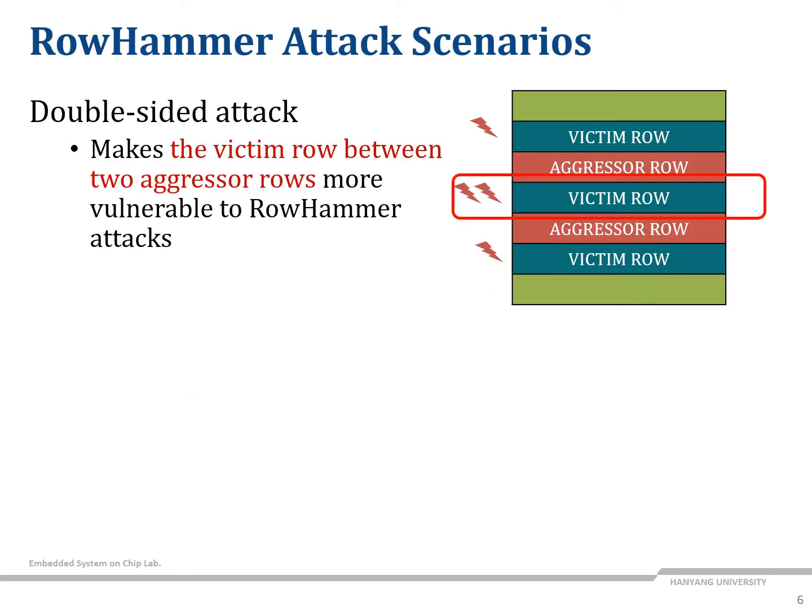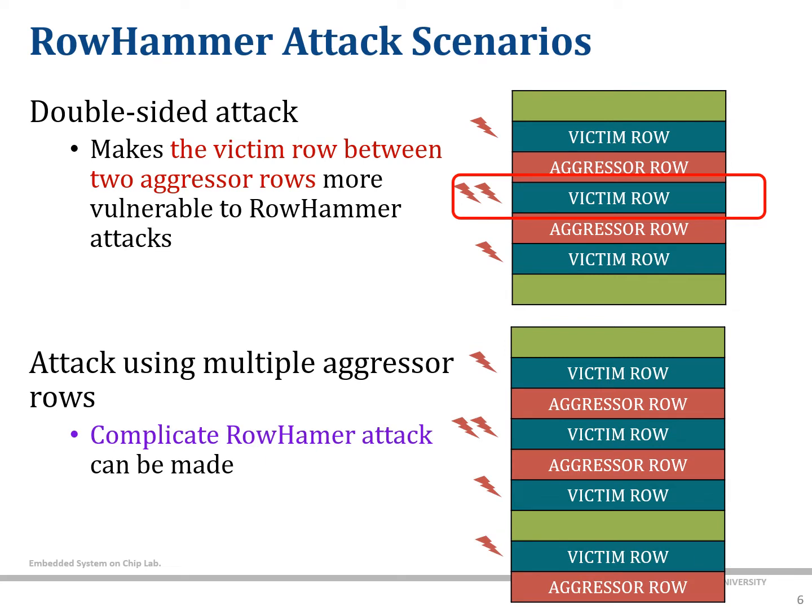There are several RowHammer attack scenarios. A double-sided attack accesses both sides of a victim row like in the figure, so it makes the victim row between the two aggressor rows more vulnerable to RowHammer attacks. The other example is that a complicated RowHammer attack can be made using multiple aggressor rows.